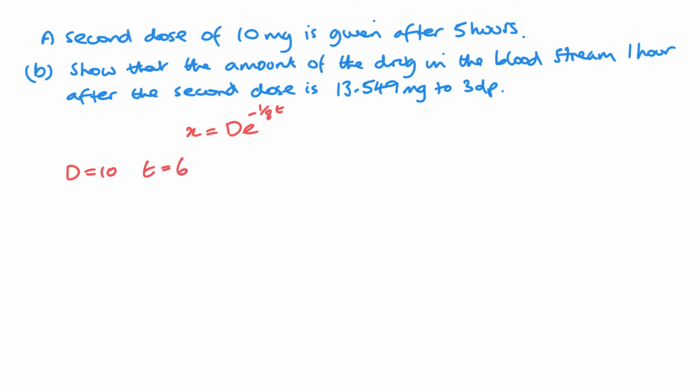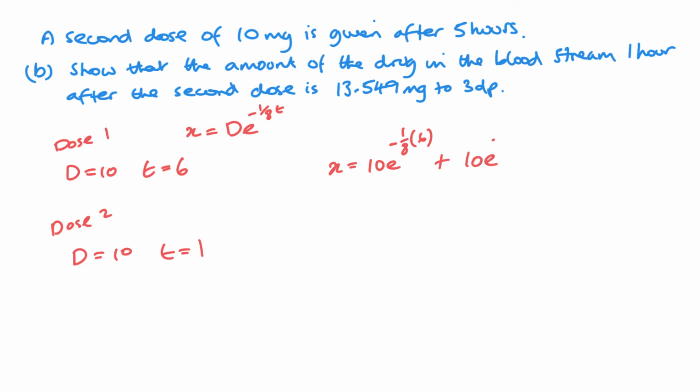So my first dose I want to think of in terms of 6 hours. So this is dose 1, and then when I think of dose 2, that's going to be a second 10 milligram dose, and this one's going to be for 1 hour. So in total I've got 2 doses to deal with. So I've got 10e^(-6/8) + 10e^(-1/8).